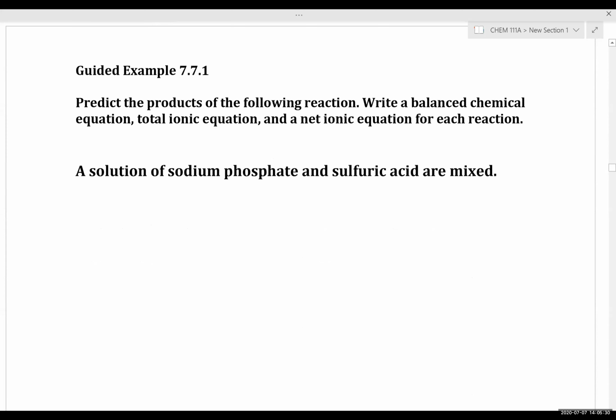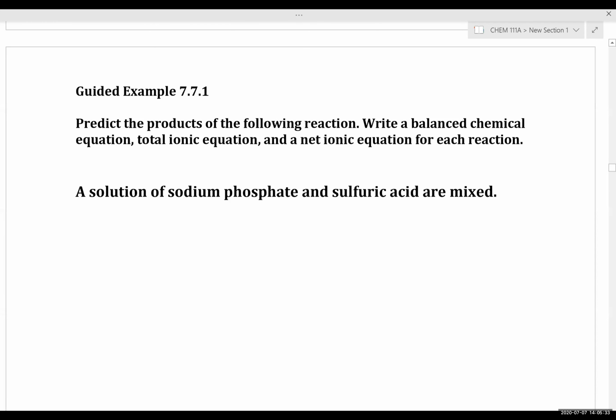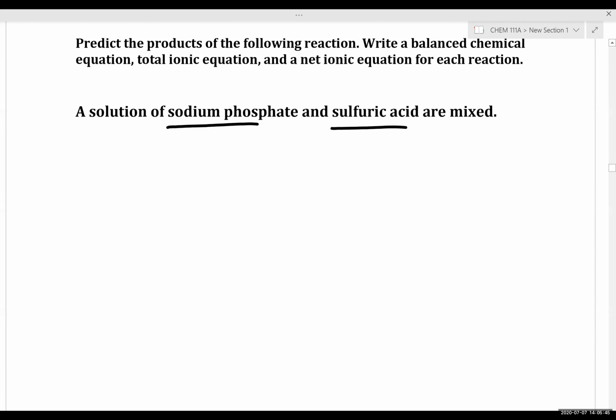So let's do an example now where we try to predict the products of an acid-base reaction, this time given a word expression. So we're mixing sodium phosphate and sulfuric acid. So let's do this example together. Sodium phosphate, we have sodium plus aqueous, and phosphate, which is PO4 3-. We cross our charges, and that in turn gives us Na3PO4 aqueous.